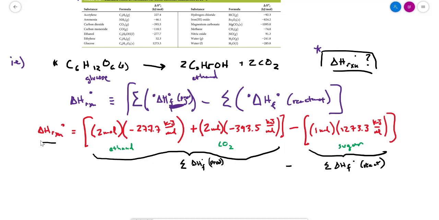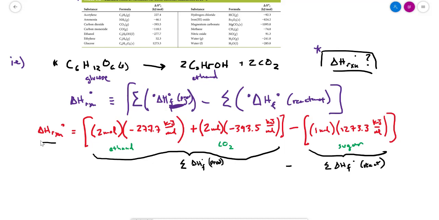So that means we need to sum up all the heats of formation for the products and then subtract the heats of formation of the reactants. I'm starting with our products over here. The products are ethanol and CO2. We've got 2 moles of each.